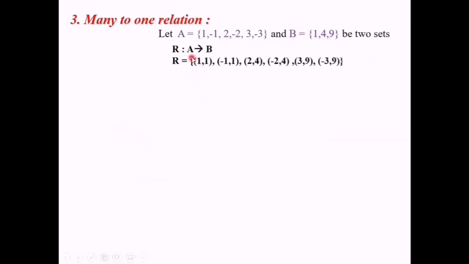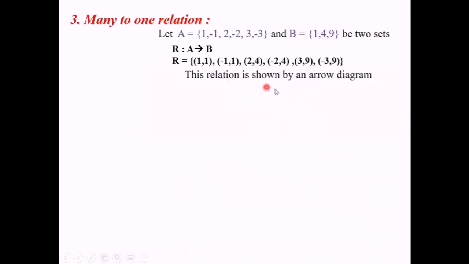The third type, many-to-one relation. Let's explain it with an example. Set A and set B are here. Set A has its elements 1, minus 1, 2, minus 2, 3, minus 3, and B has its elements 1, 4, 9. The relation is from set A to set B. And its ordered pairs are (1, 1), (minus 1, 1), (2, 4), (minus 2, 4), (3, 9), and (minus 3, 9).